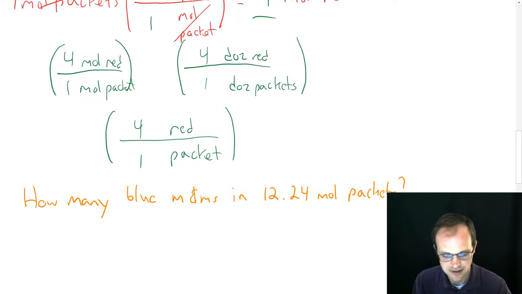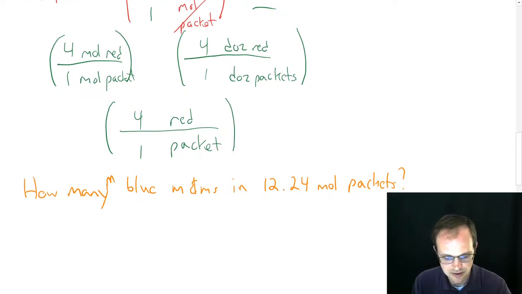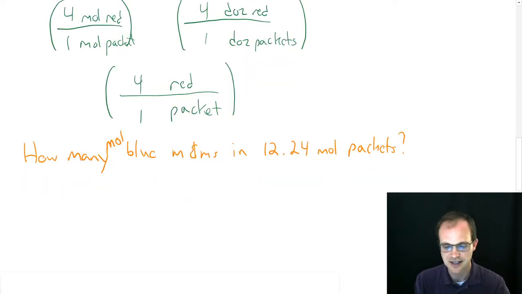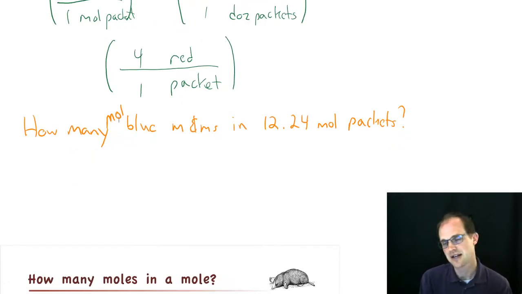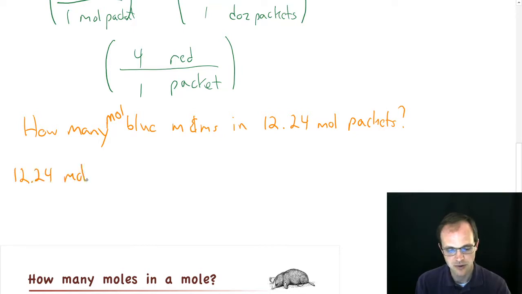Right? And actually, how many moles of blue M&Ms are in 12.24 moles of packets? Even if you got that ratio down, the 3 to 1, 2 to 1, it might be a little bit harder to think about when you're talking about 12.24. But again, that 12.24 is just something you put in the calculator. We're going to set everything up just the same. We're going to start with our 12.24 moles of packets.